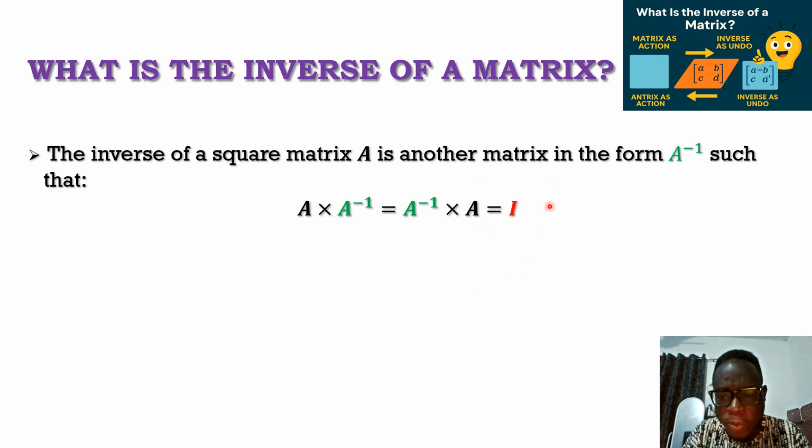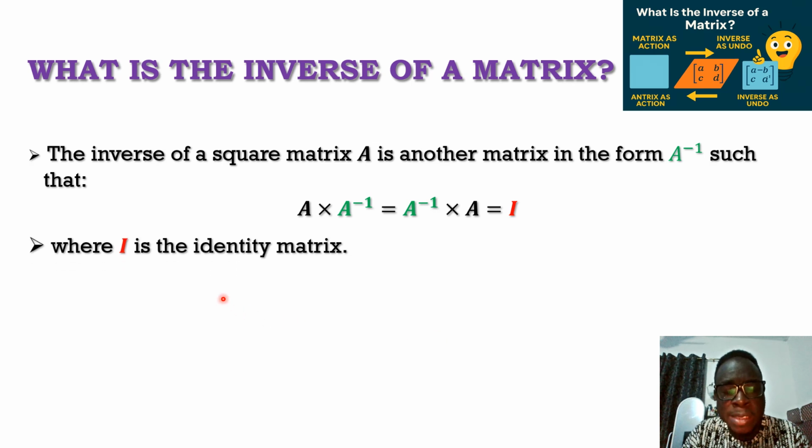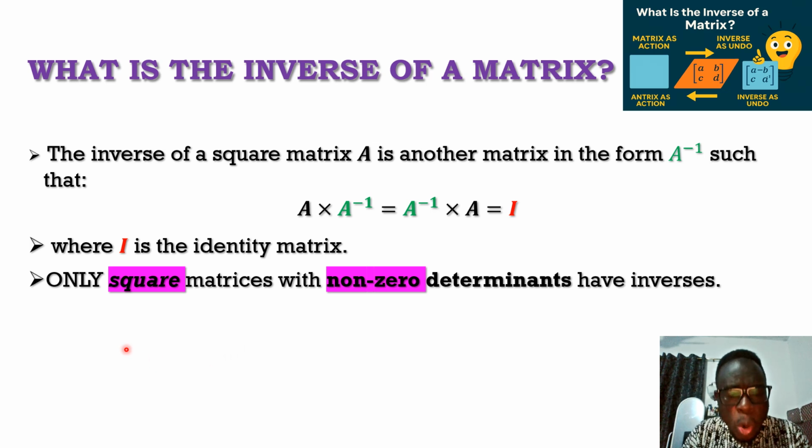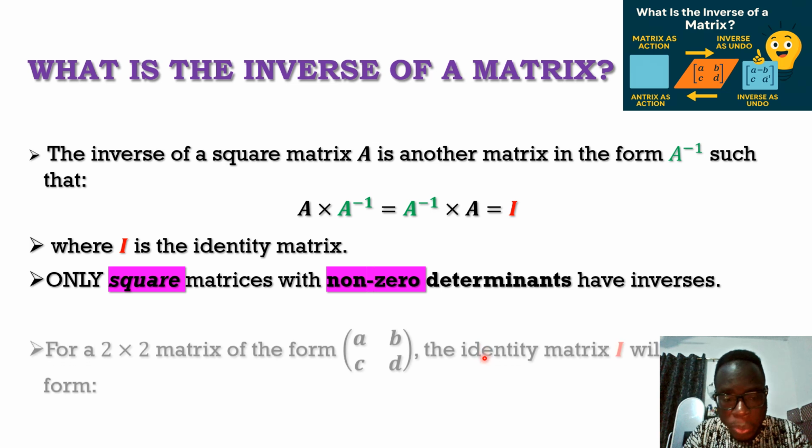What is the meaning of the I that we see here? The I is the identity matrix. What we need to understand is only square matrix with non-zero determinant have inverse. It means that if I can have the inverse of a matrix, then the determinant is supposed to not be 0.